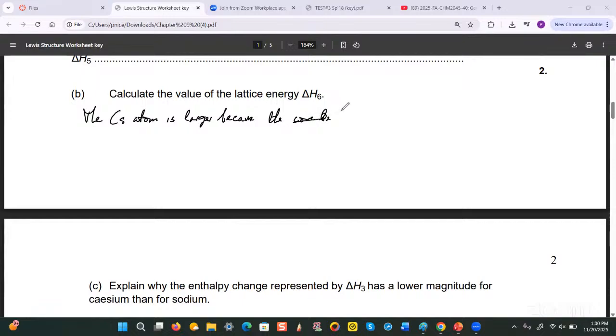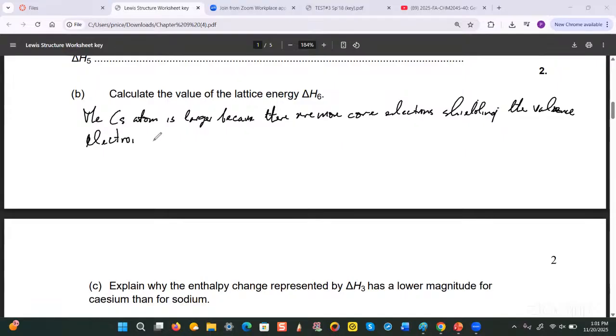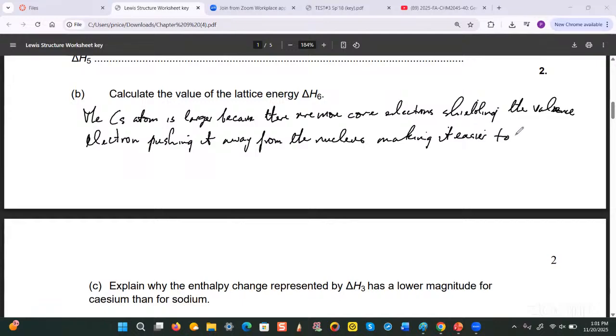Let me put it this way. There are more core electrons. That's what I should have said. There are more core electrons shielding the valence electron, pushing it away from the nucleus, making it easier to remove. And that's it. That's pretty much the explanation right there.